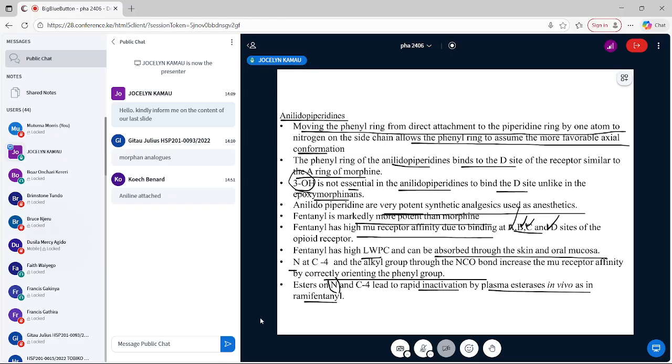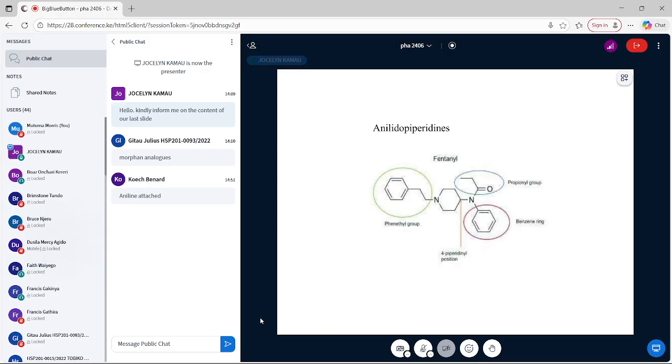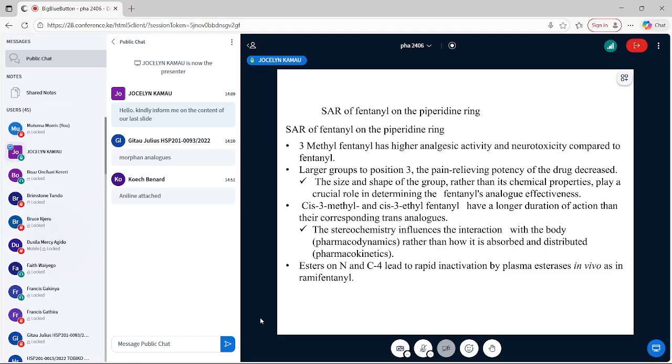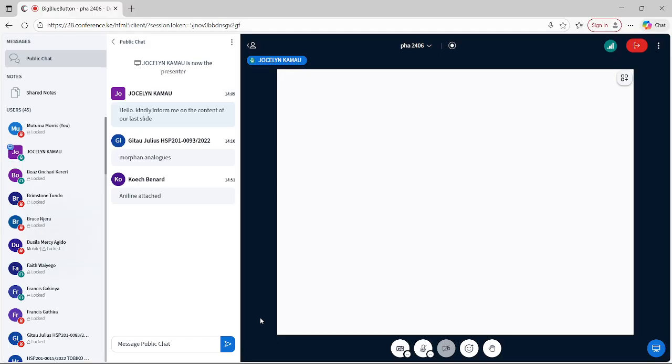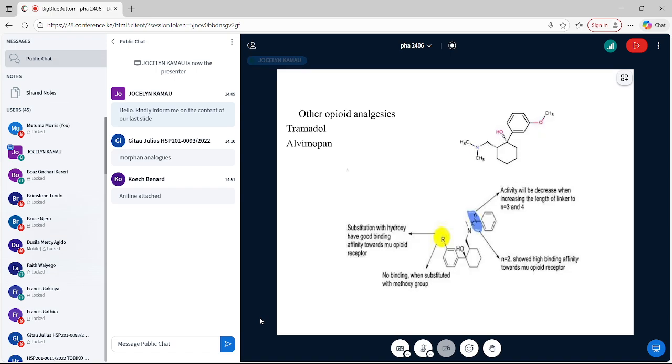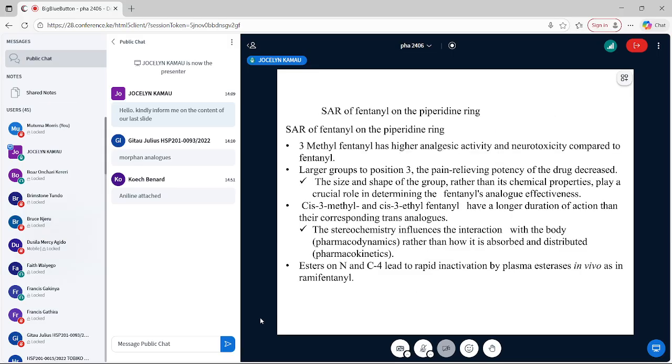I hope we are together up to there. So that is a repeat of what we have said. And I want to look at this one, which will be our last slide: SAR of fentanyl on the piperidine ring. 3-methylfentanyl has higher analgesic activity and neurotoxicity compared to fentanyl.